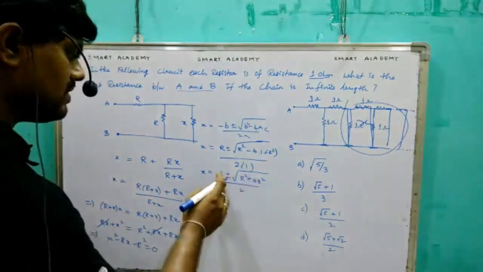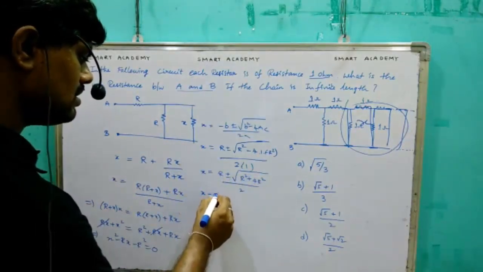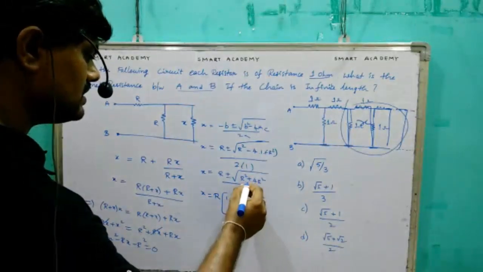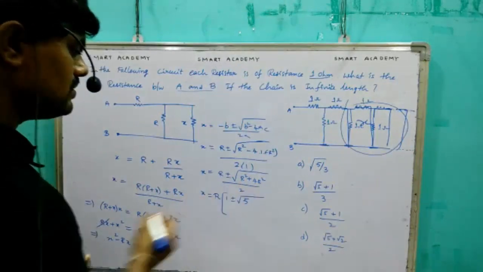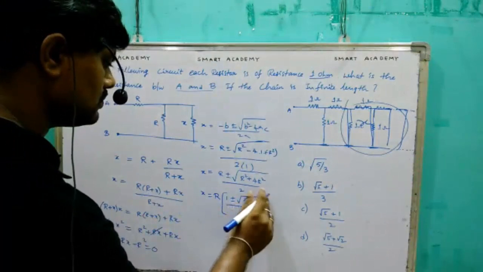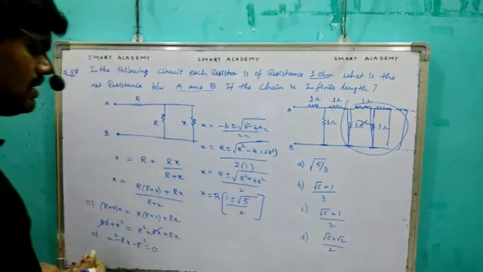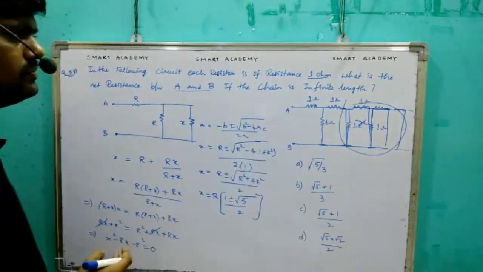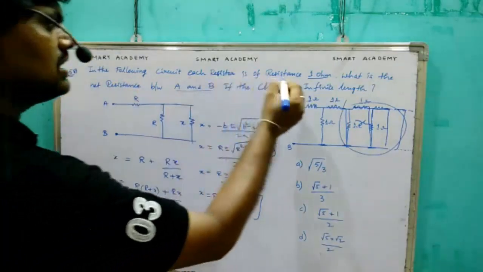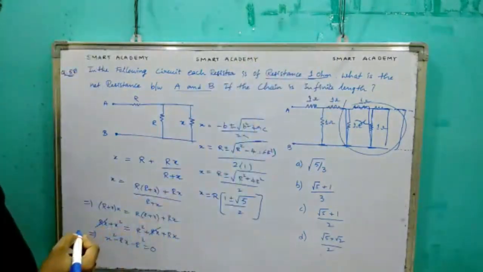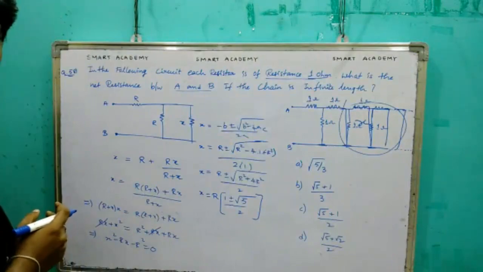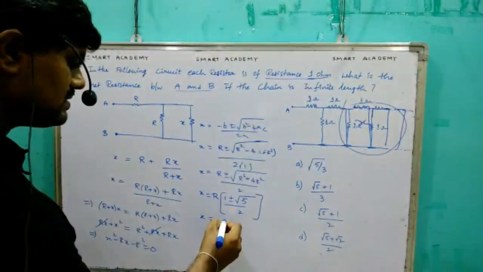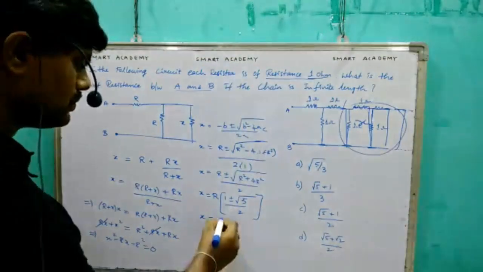Now we take R common: x equals R of 1 plus or minus under root of 4 plus 1, that is 5, by 2. But in this question R equals 1 ohm, the resistance value in this circuit. Substituting R equal to 1, we get x equals 1 into 1 plus or minus root 5 by 2.